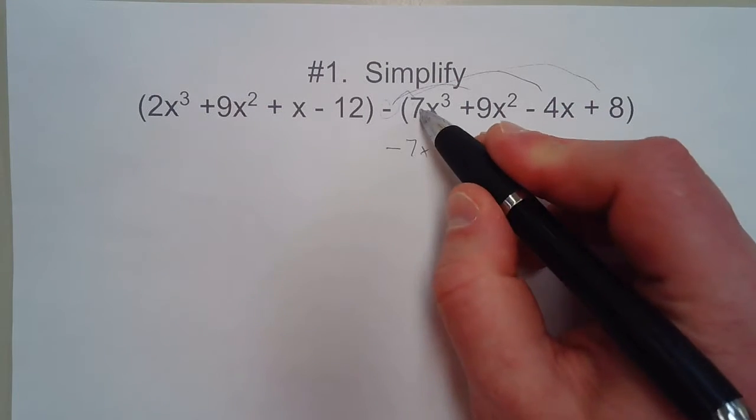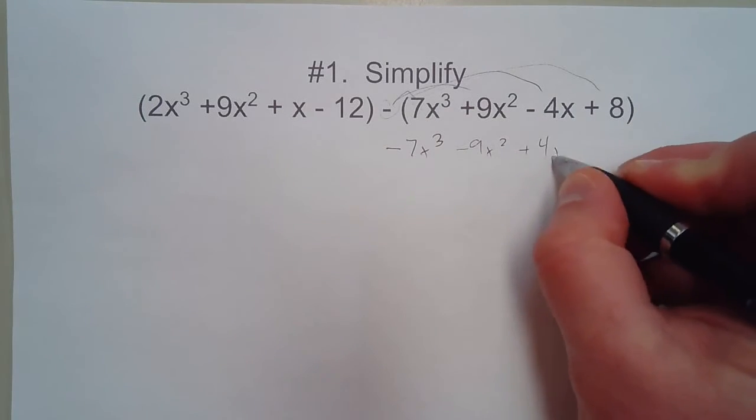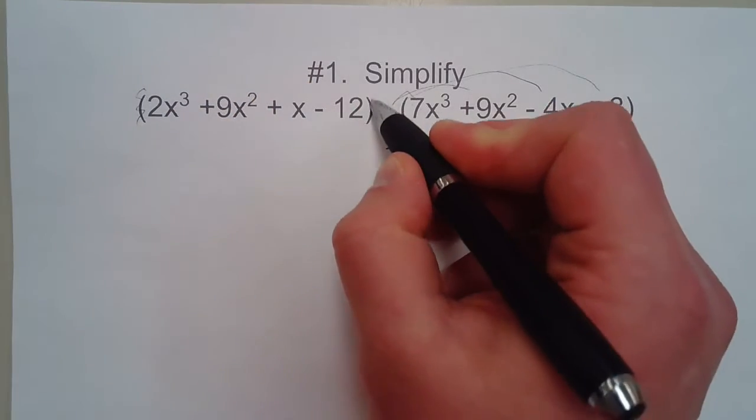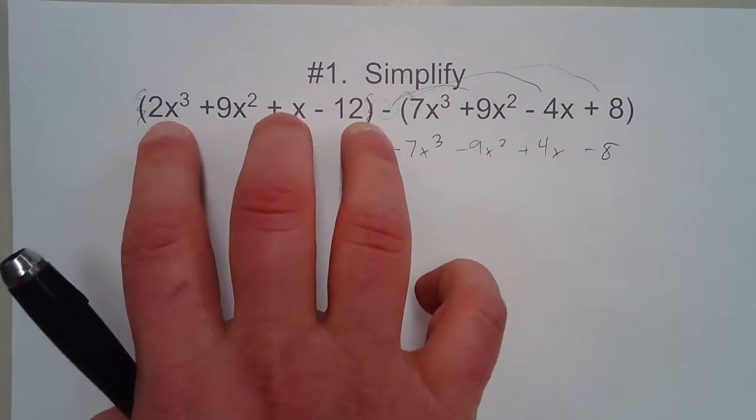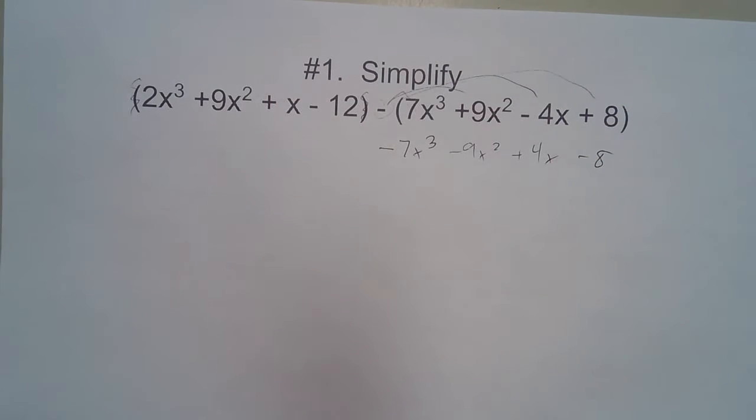So this negative is going to change this to a negative. It's going to change this to a negative. It's going to change this to a positive, and it's going to change this to a negative. And then these parentheses really don't even need to be here, because at this point, now we're going to combine these 4 with these 4, see if there are any like terms, and get it all written out in standard form.